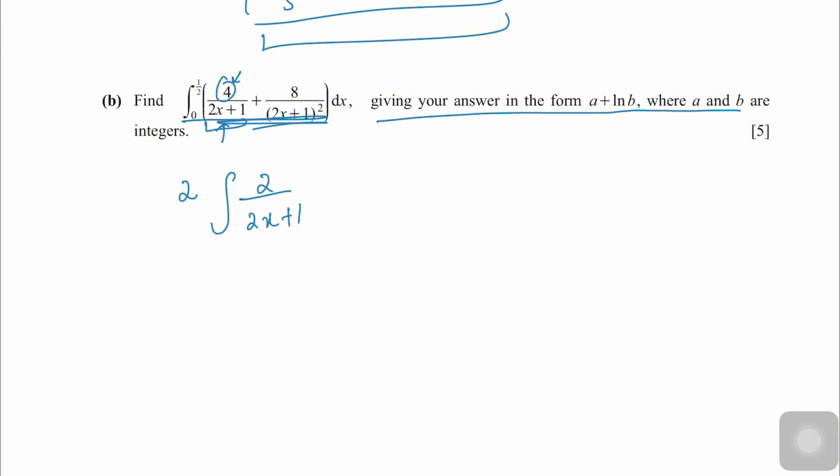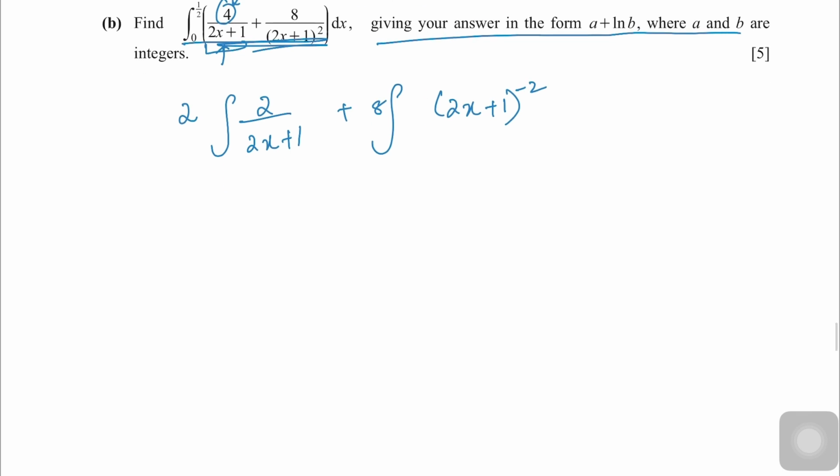This can be written like this, and then the integral of 8. Let's just solve this separately. We can write this as 8 to the power of 2x plus 1. We can just take 8 outside as well. This would be negative 2. Now by solving this, we'll be getting this as 2.